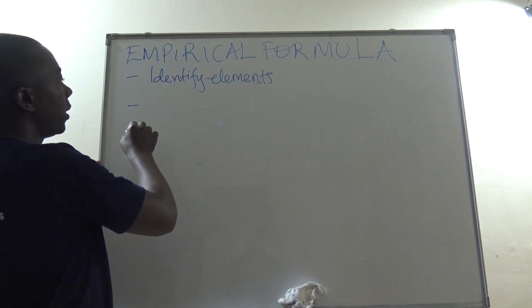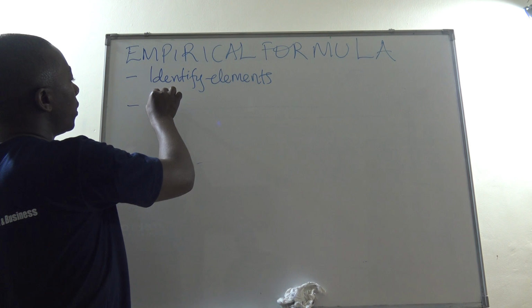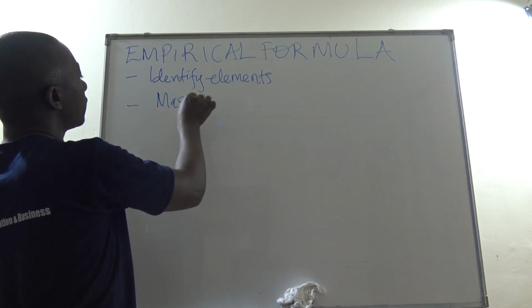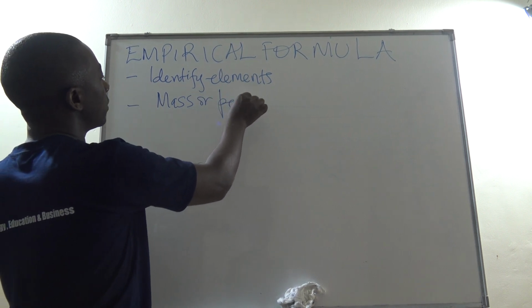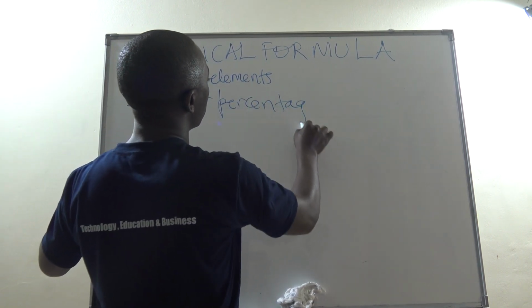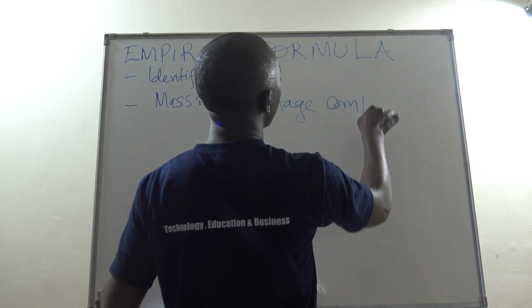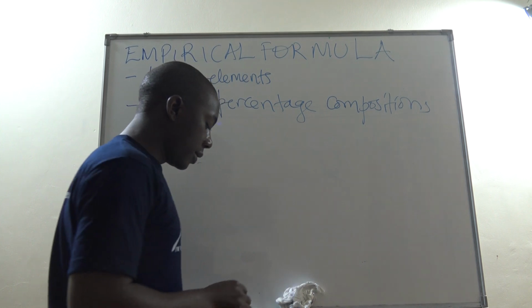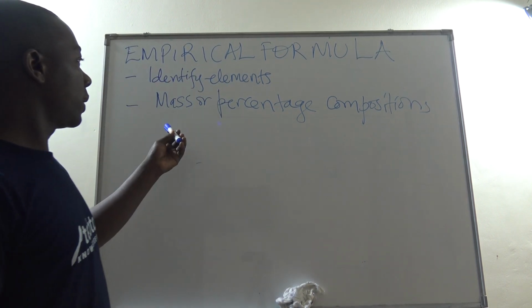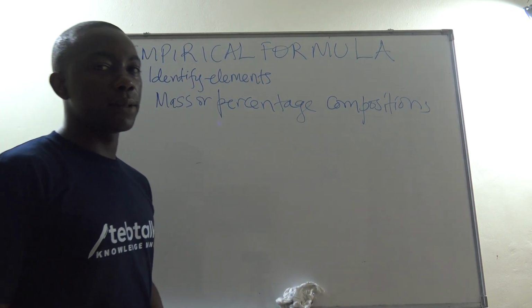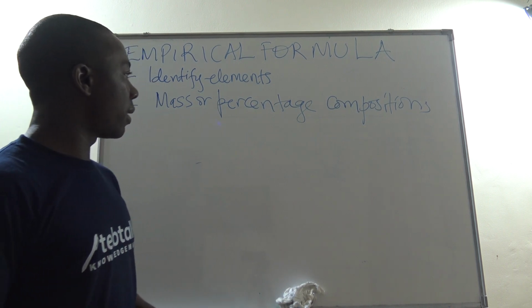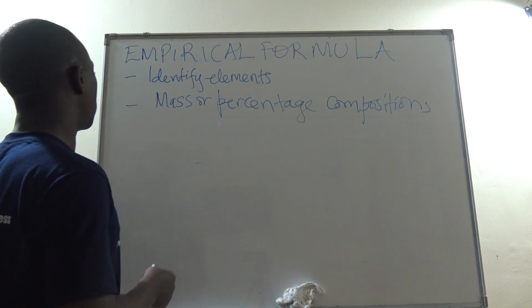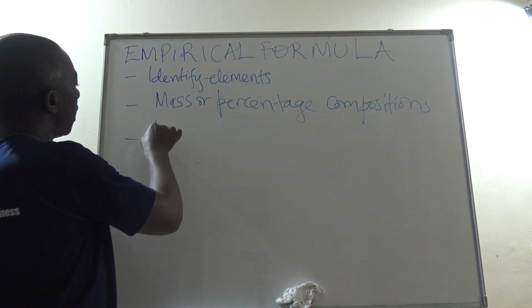After identifying the elements, then we identify the mass. It can be mass or percentage composition. Now, this one depends on what the question has really presented. Some questions could present the masses, some questions could present the percentages. Whatever you find easy or available is what we use. We need them so much. Then from here, we need to get the number of moles.